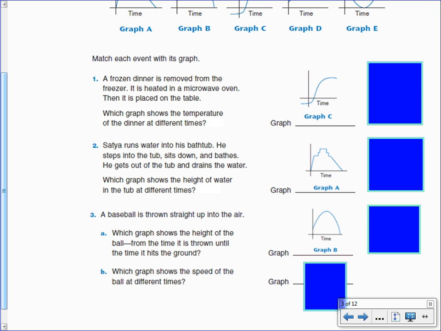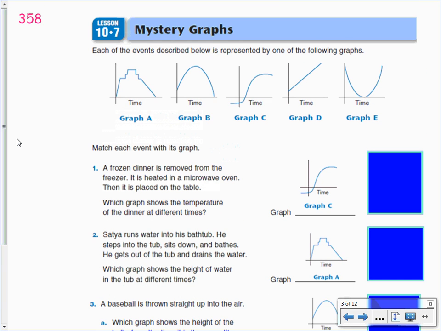When is it probably going the slowest? When it's at the top. Think about when you throw a ball up in the air, when it's at its highest point. Because it kind of soars at the same height, and then when it starts to fall, it goes way faster.